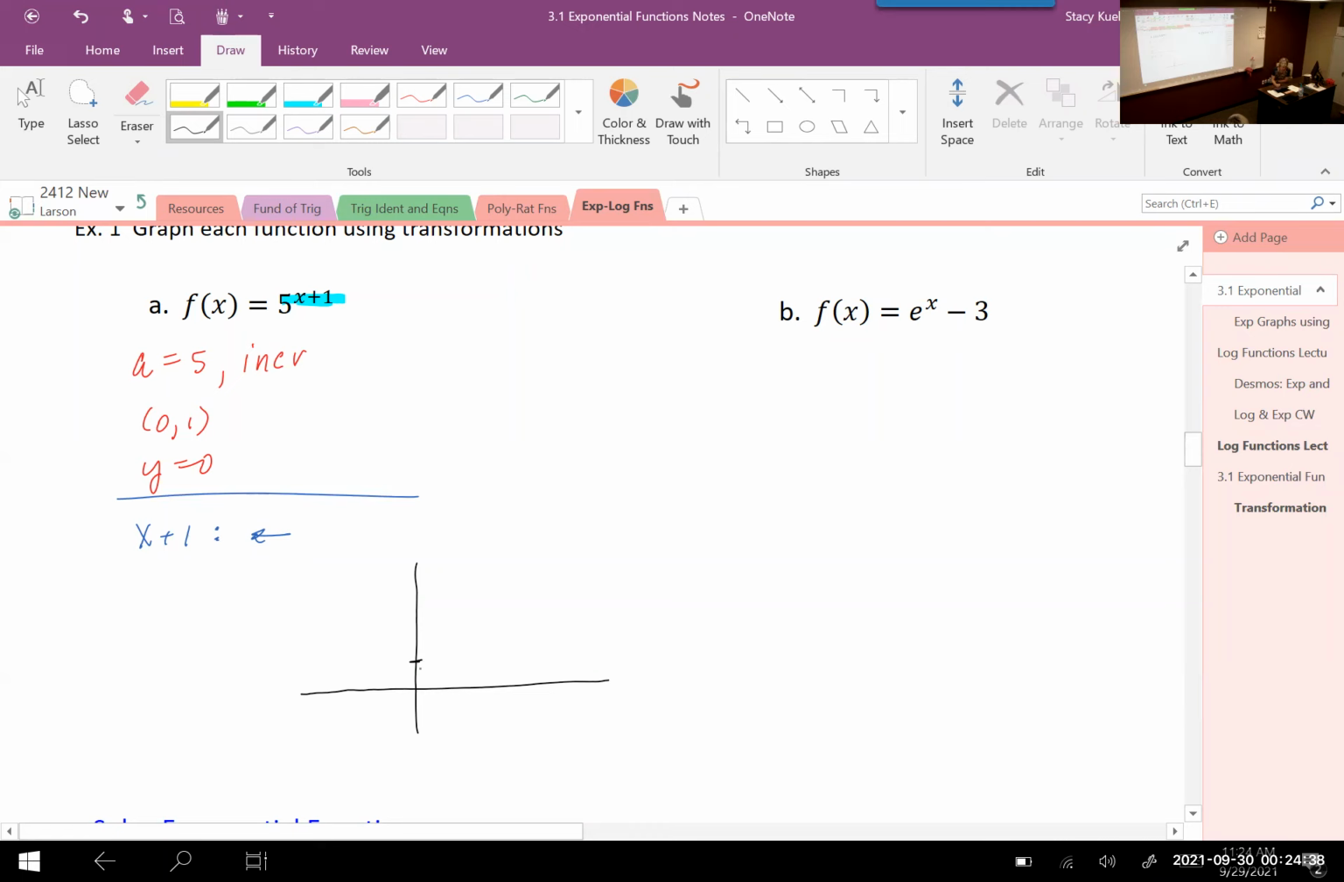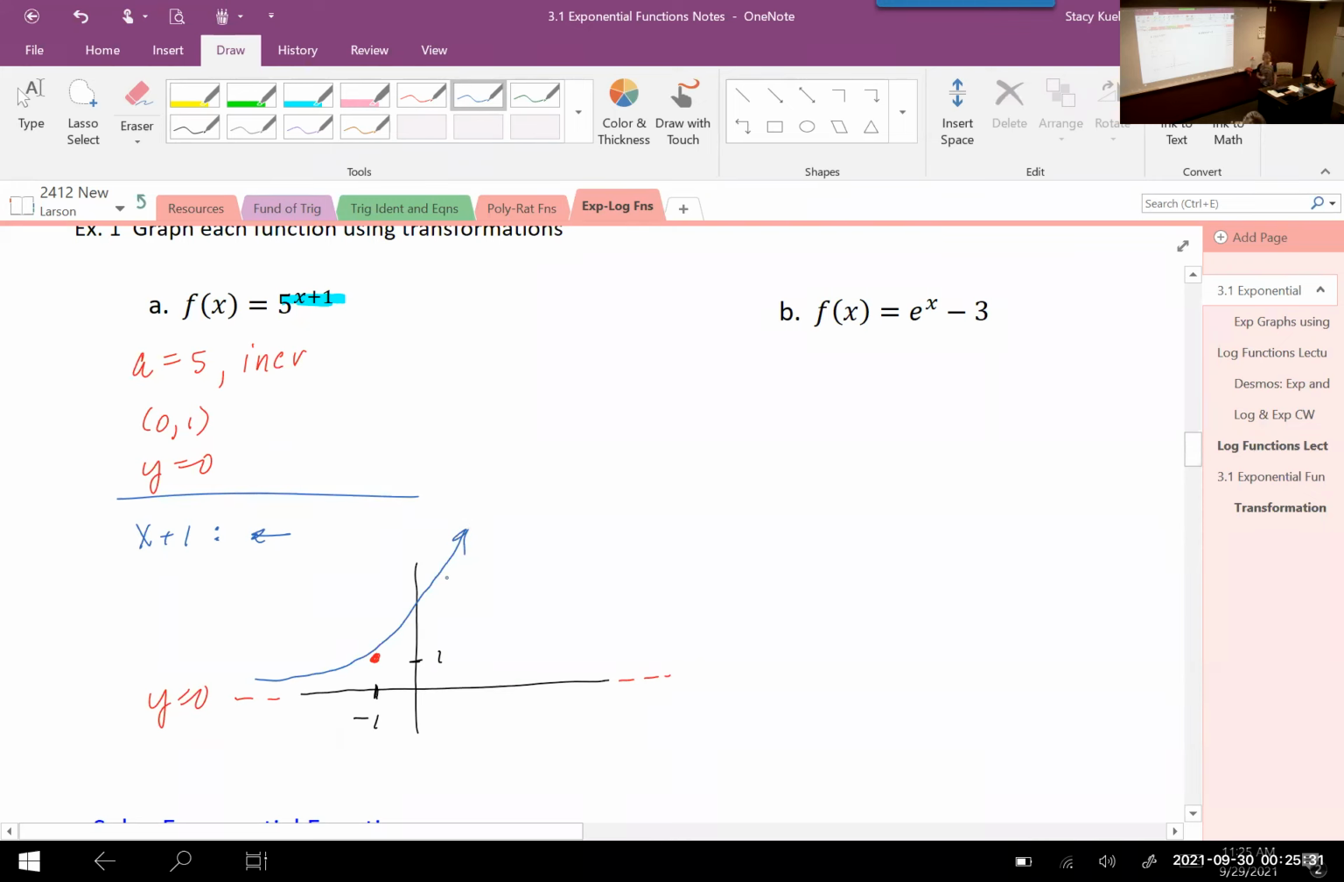The original y-intercept was occurring at (0, 1), but I'm shifting it to the left now. So I have a new point at (-1, 1), correct? That intercept that was at (0, 1) just shifted to the left by 1. We still have an asymptote here at y equals 0, because my horizontal shift left or right does not impact that asymptote, does it? All I'm doing is shifting this function from left to right, so it doesn't affect that horizontal asymptote.